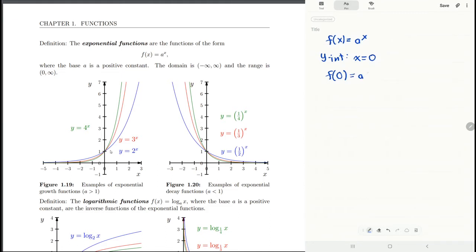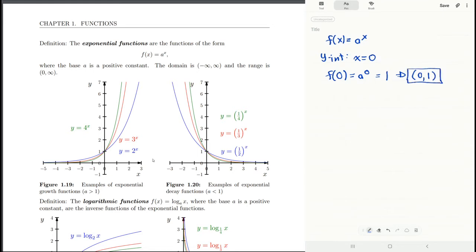So if I let x be equal to 0, then the exponential function will be a to the power of 0, and anything to the power of 0 is equal to 1. So this tells us that the y-intercept occurs at (0, 1).